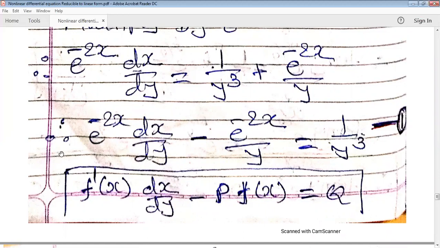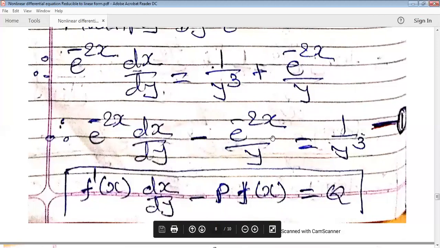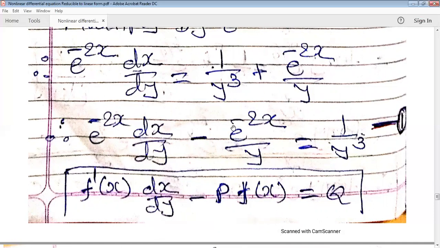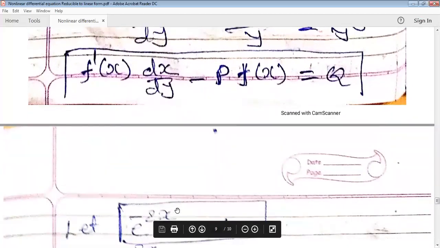Students, see, this is again a non-linear form, because here e raised to minus 2x is your function of x, and e raised to minus 2x is your f dash x. So this is again a non-linear form. Okay, but in this non-linear form, x is the dependent variable and y is the independent variable. That is the main difference.